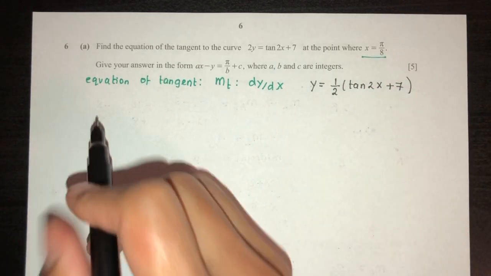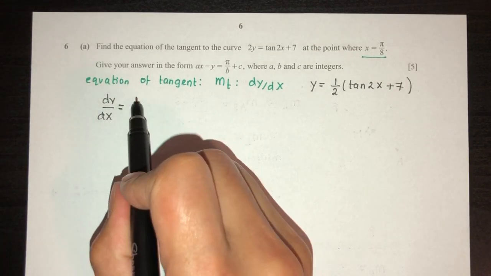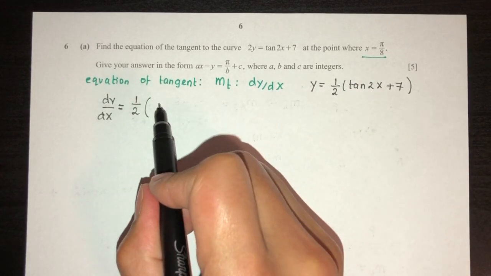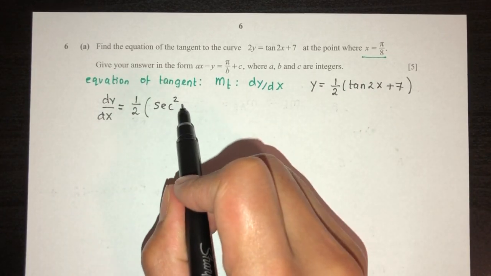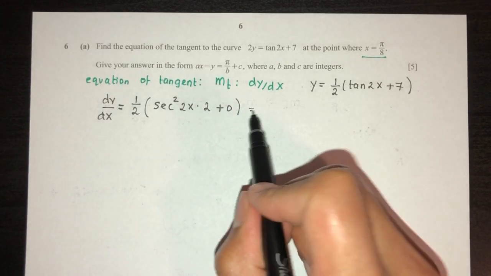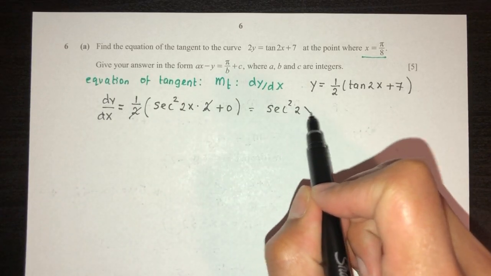Right, so from this we can find dy/dx equal to half, which is just a multiple that will be outside. So this will be what? sec² 2x times 2 plus 0. So simplify, the 2 cancels out, and it will be sec² 2x.